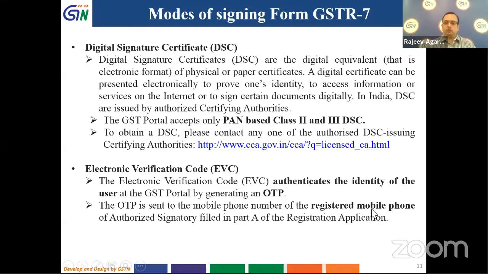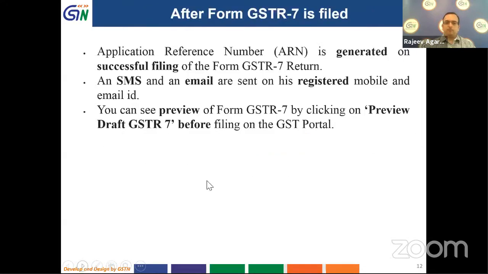This mobile number is to be given while I fill up Part A of the registration application. While I am filling Part A, that registered mobile phone should be available with me so that my OTP is authenticated while I file my Form GSTR-7. Then when I file Form GSTR-7, an application reference number is generated. This ARN comes when the Form GSTR-7 is successfully filed, and it is also informed to me via SMS to my registered mobile number and via email to my email ID.